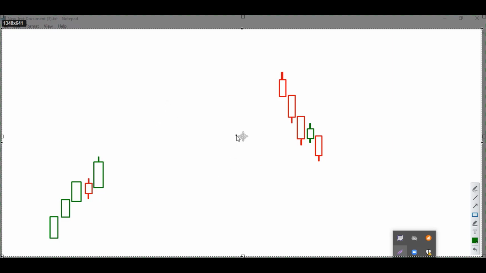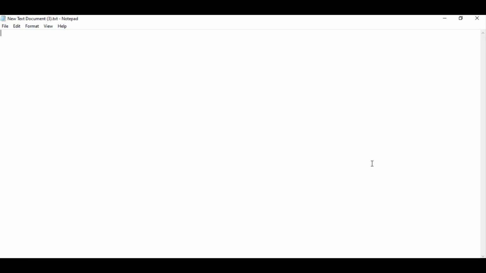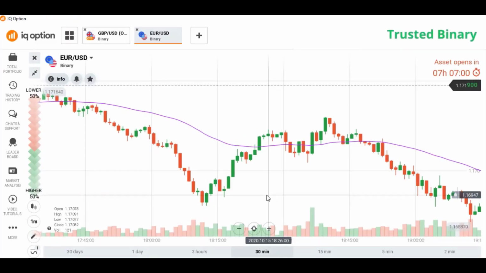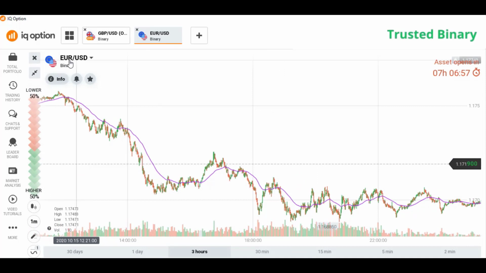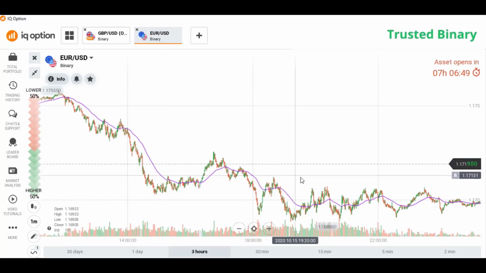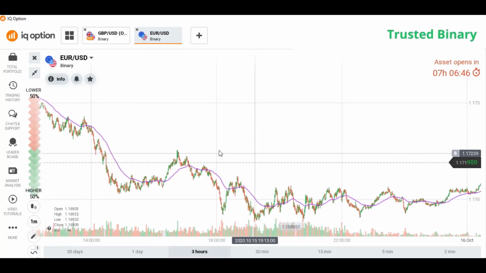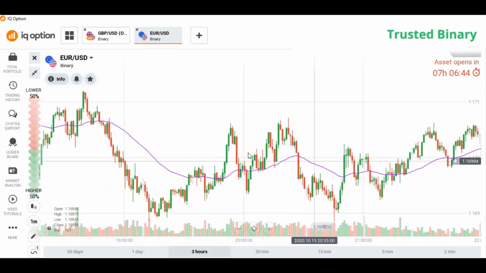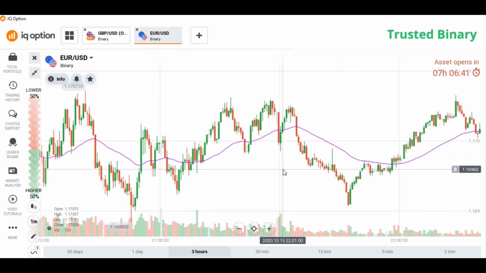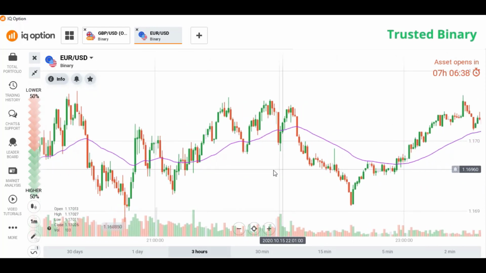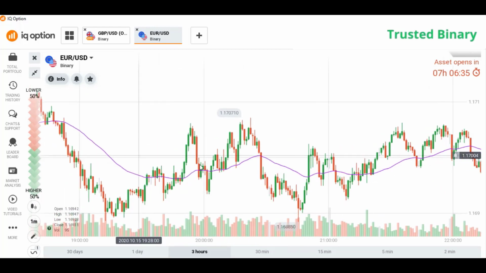So I am explaining it, and I am also showing it in the live chart, live market. So let's go to the live market. This is the EUR/USD pair on the binary option IQ Option platform. We have to search for this type of setup, so I am searching here.